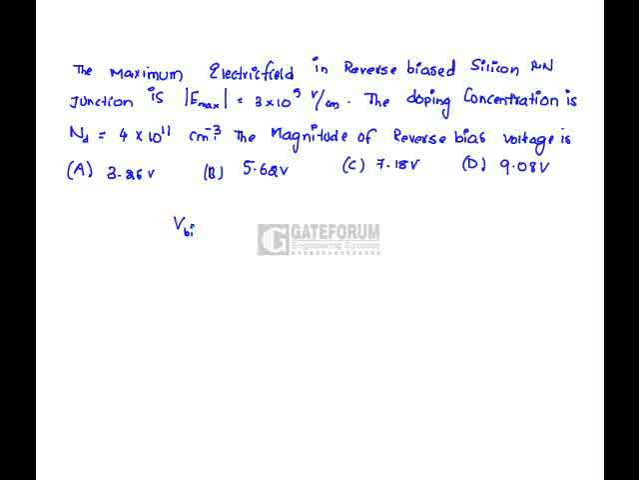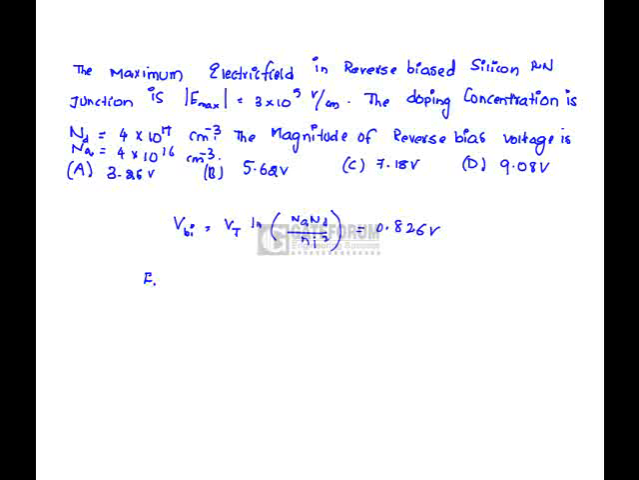Here the built-in potential is nothing but Vt natural logarithm of Na Nd divided by Ni square, which is equal to 0.826 volts. Here Nd is 10 power 17 and Na is equal to 4 into 10 power 16 centimeter power minus 3. Okay, Nd as well as Na both are given. Now for these values, Na Nd by Ni square gives 0.826.